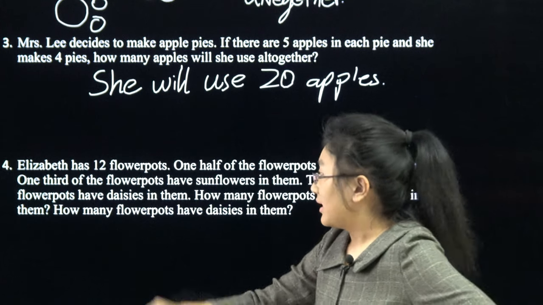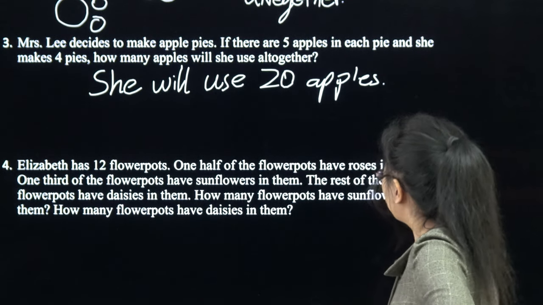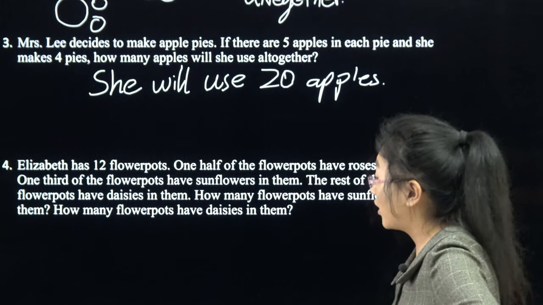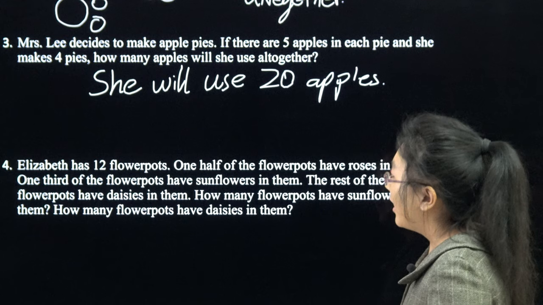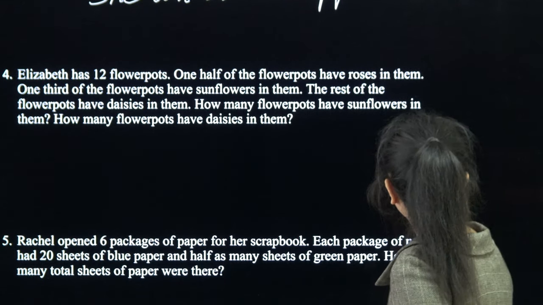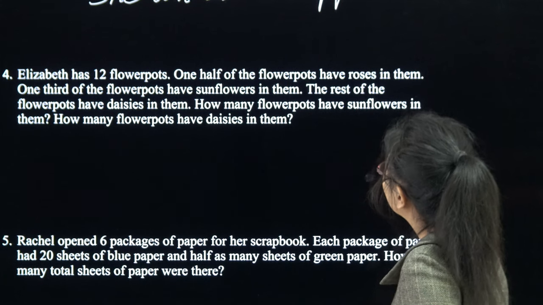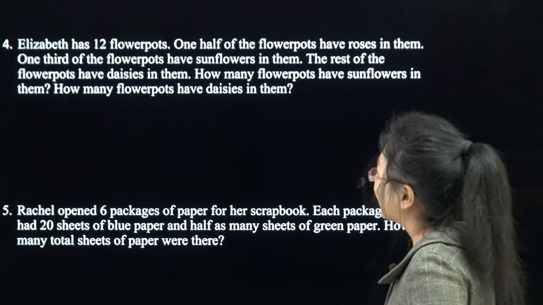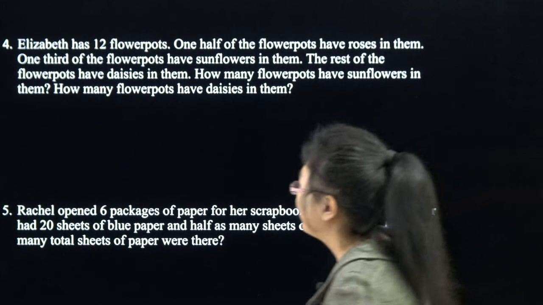Well, Elizabeth has 12 flower pots. Over half of the flower pots have roses in them. Well, wait, no, not over half. 1/2 of the flower pots have roses in them. 1/3 of the flower pots have sunflowers in them. And the rest of the flower pots have daisies in them. How many flower pots have sunflowers in them? How many flower pots have daisies in them?